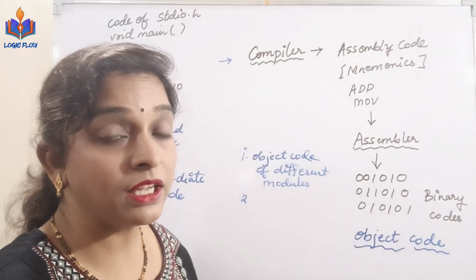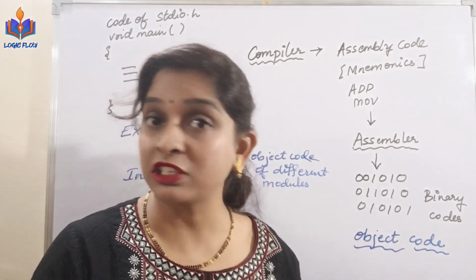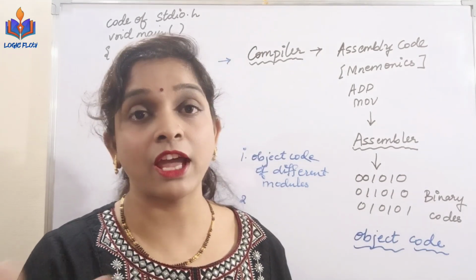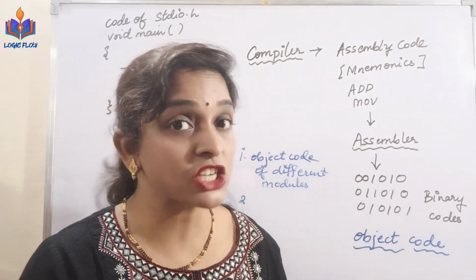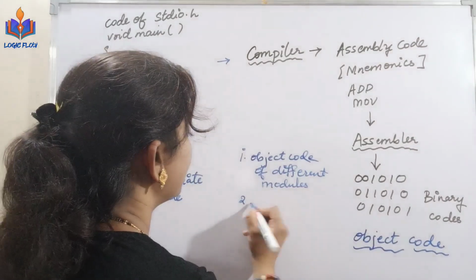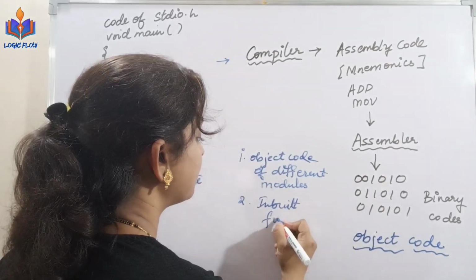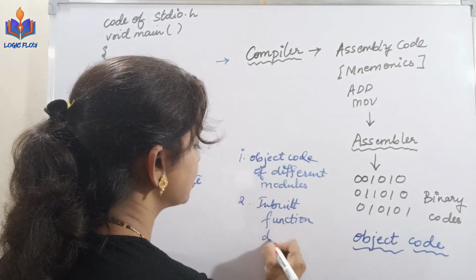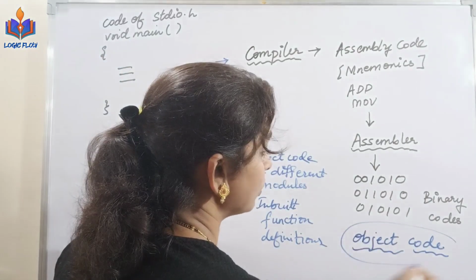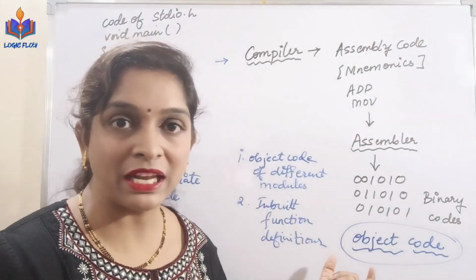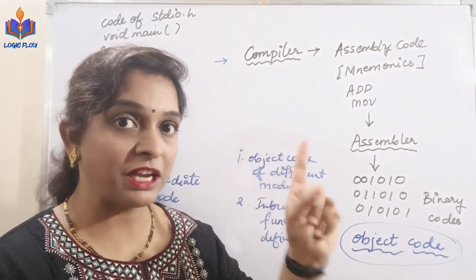So I need to get the definitions of all those inbuilt functions. Say I have used printf, I may use a clear screen function. And if I have used some mathematical functions, square root, power, all these inbuilt functions' definitions I need to link. So once I get the object codes, the different object codes have to be linked, and the definitions of the inbuilt functions. Printf is a call.